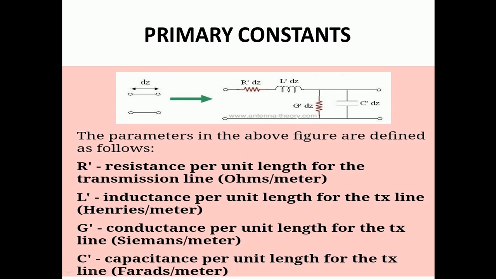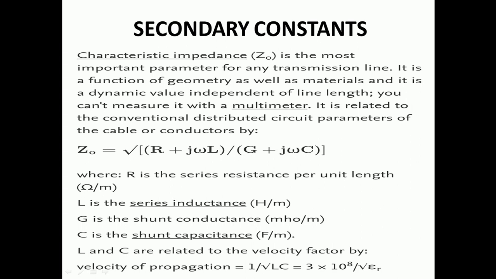Here the definition is very clear. R dash is the resistance per unit length for the transmission line and the unit is ohms per meter. L dash is the inductance per unit length of the transmission line, henries per meter. Conductance per unit length is G dash, which is Siemens per meter or mhos per meter. And C dash is the capacitance, which is defined in terms of farads per meter. So a simple representation of the line element is given in terms of the RLCG constants.